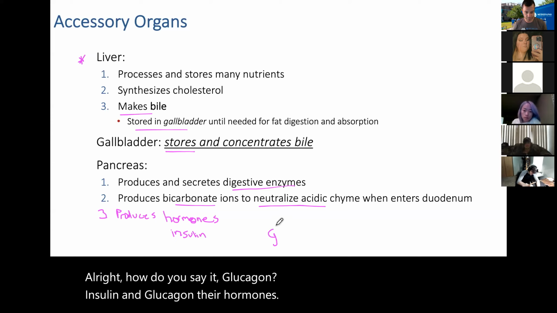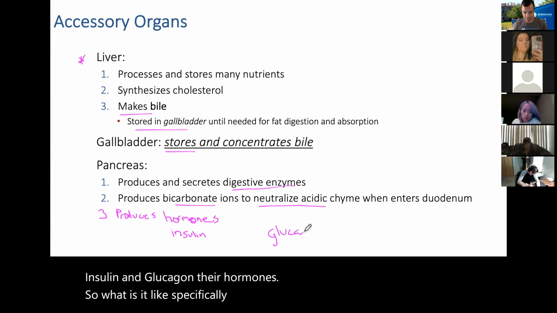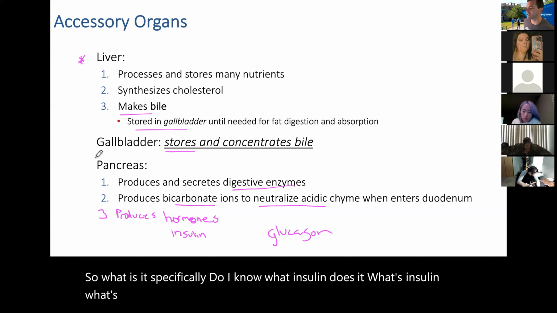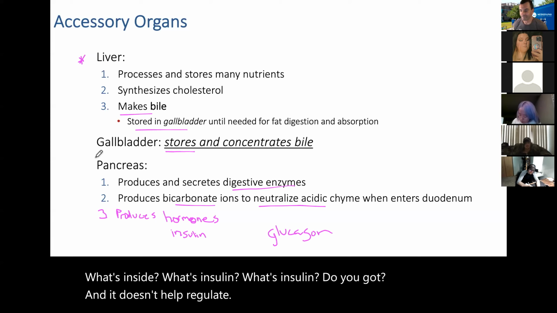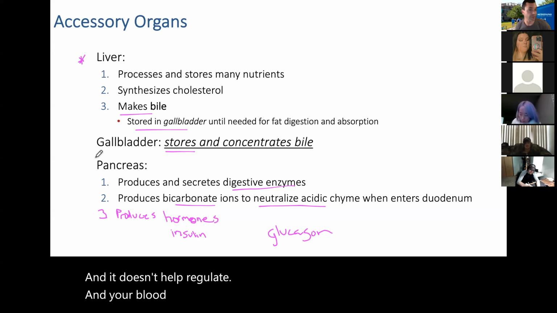So what does it specifically do? I know what insulin does. What's insulin? Doesn't it help regulate your blood sugar? Yes, and so does glucagon, really.